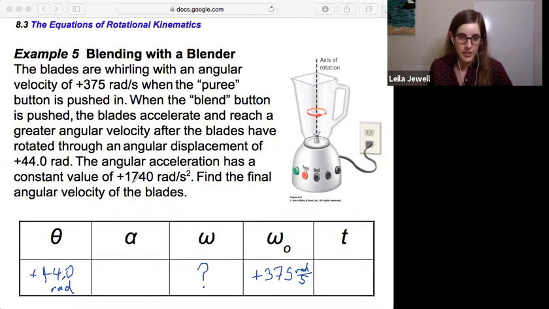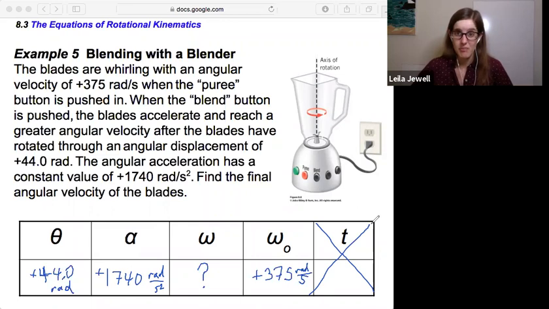And then it gives us this 1740 radians per second squared, which we notice are the units of angular acceleration. So we can fill that in too: 1740 radians per second squared. So what variable do they not tell us anything about? Notice they make no mention of time. So in general, that means we're going to look for an equation that doesn't involve time, because it doesn't tell us the time and it doesn't ask for the time. We want an equation that has every other variable.